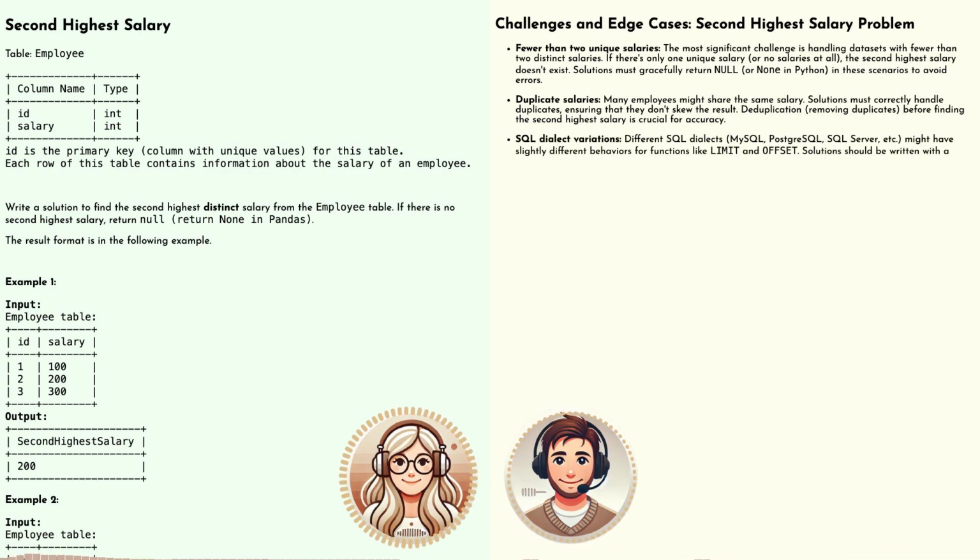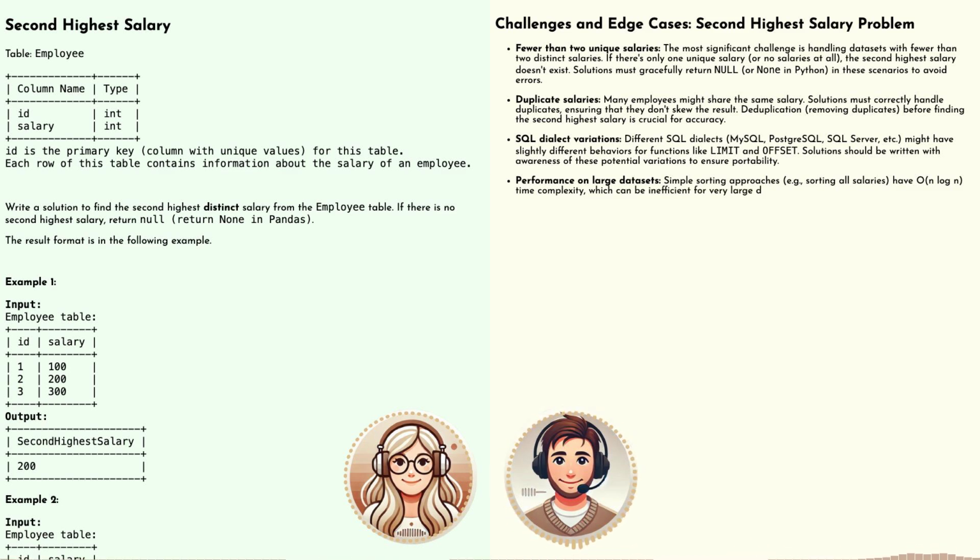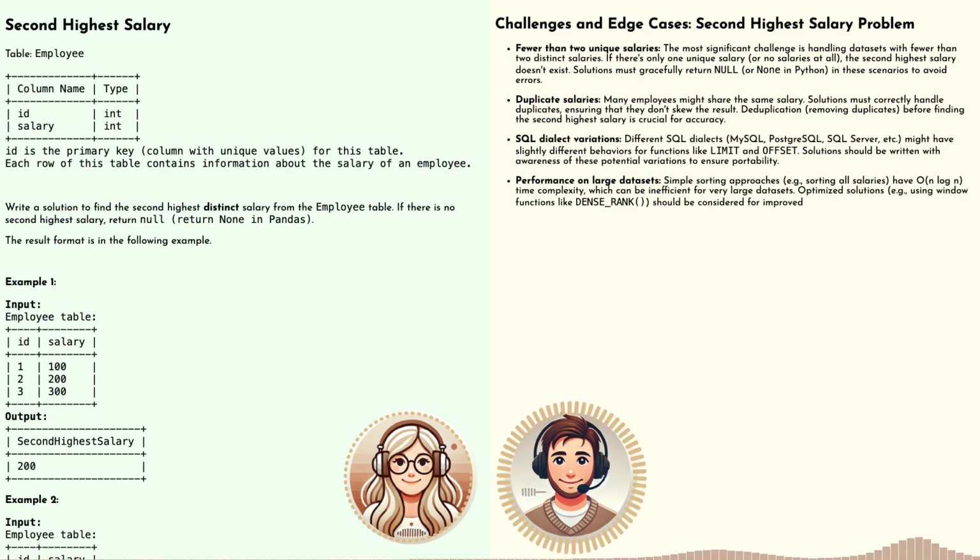Well, the first thing that pops into my head is sorting, right? You just sort all the salaries, highest to lowest, and then you simply pick the second one from the top. That seems pretty intuitive. But is that always the best way to go about it?